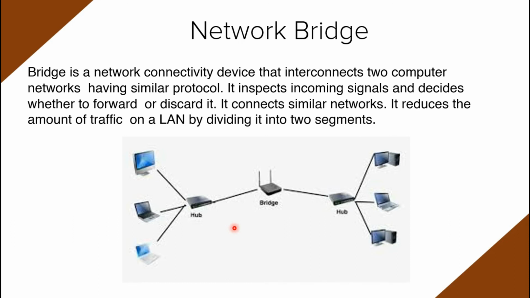So it connects similar networks and it reduces the amount of traffic on a LAN by dividing it into two segments. Actually it is a device that establishes an intelligent connection between two local networks with the same standard but different types of cable. It can use different types of cable, but it must have the same protocol. That is the thing, and it reduces the amount of traffic on the LAN by dividing it into segments, and it inspects the incoming traffic as well and then decides whether to forward it or discard it. So this is about network bridge.